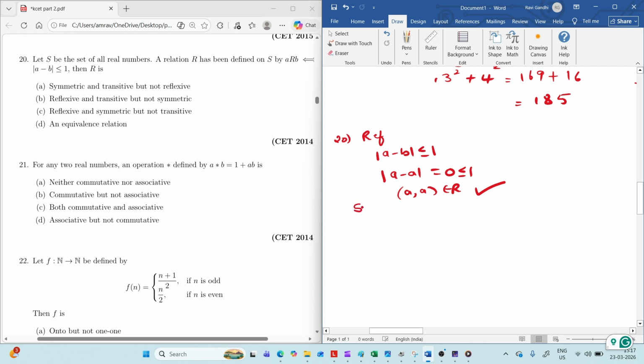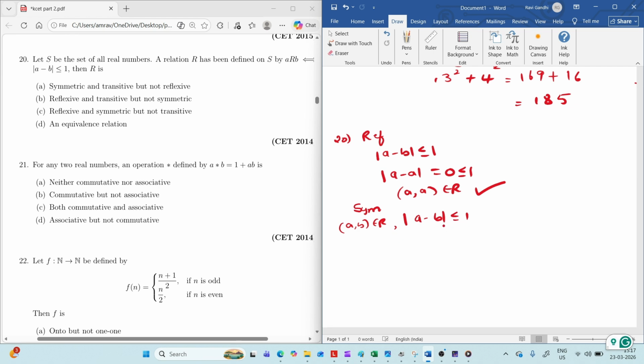Now when you move on to symmetric, you just write mod A minus B less than or equal to 1. So what does this mean? You are writing this because you are taking A comma B belongs to R. Now what you need to show is that B comma A belongs to R in order to satisfy the symmetric condition.